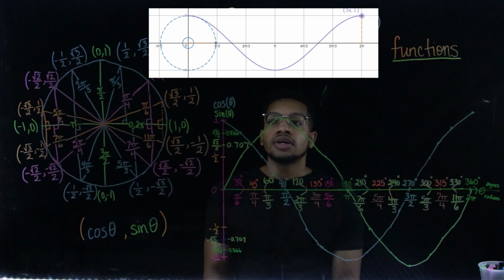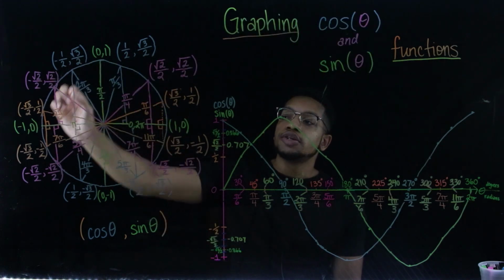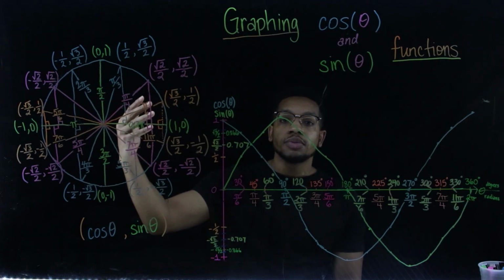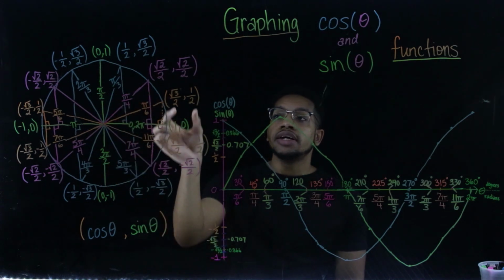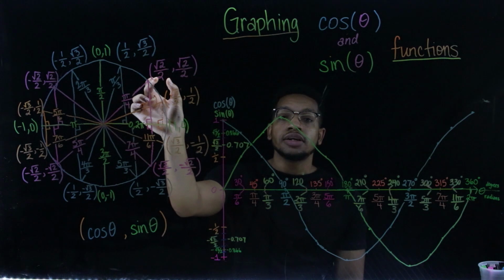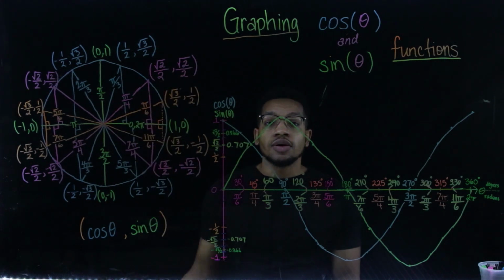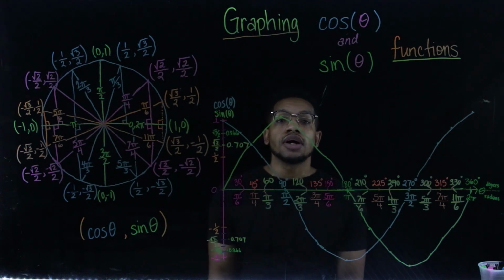So yeah, in summary, make sure you understand where all of these points come from, and make sure you understand the radian conversion from degrees. And then if you understand that each coordinate point is the cosine and the sine of that angle, then you basically know the fundamental beginnings of trigonometry.